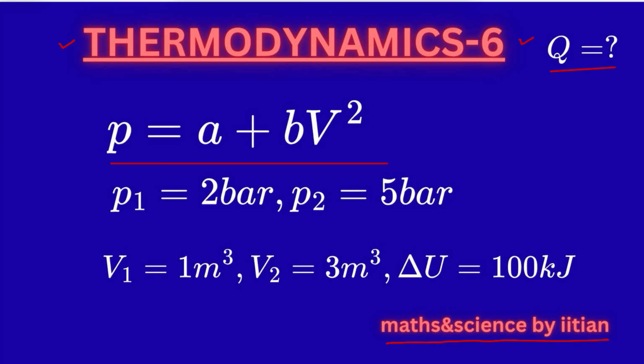If the initial pressure of the system is 2 bar and the final pressure of the system is 5 bar, and initial volume is 1 cubic meter and final volume is 3 cubic meter, and change in internal energy is equal to 100 kilojoules, what is the heat? Heat transfer for the process is how much? Q is equal to how much? This is our question.